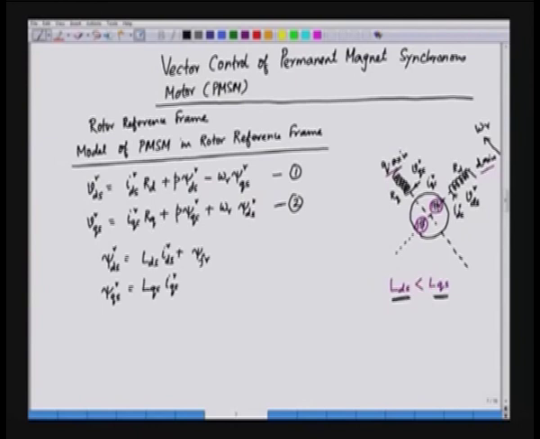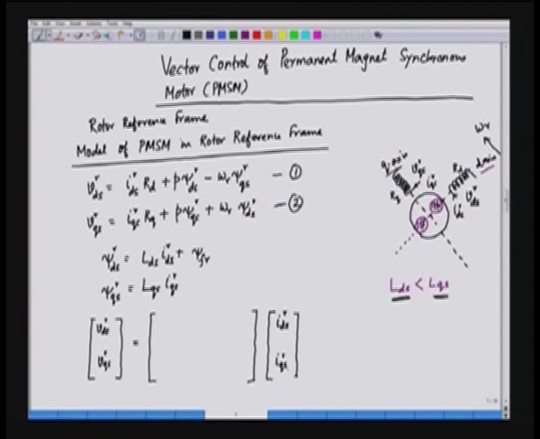So, if we do that and write down the final voltage equation, we will represent this in a matrix form like this: VDS, VQS in the rotor reference frame, that is equal to... we can have these current expressions here, that is IDS is the D axis current in the rotor reference frame, IQS is the Q axis current in the rotor reference frame.